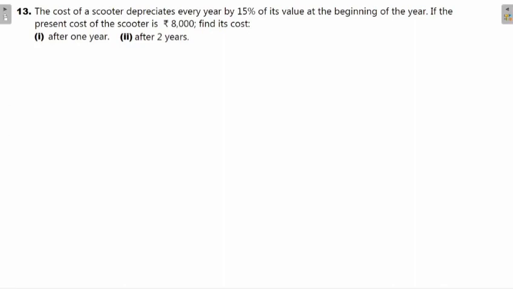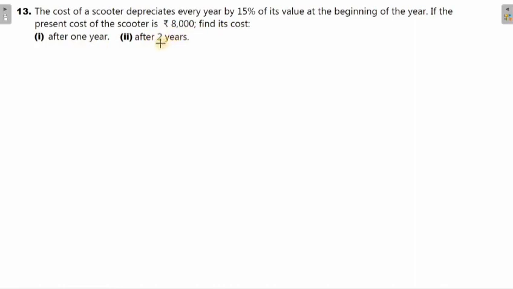exercise 7A, I guess. So question number 13 will be the first question for the day, which says the cost of a scooter depreciates every year by 15% of its value at the beginning of the year. If the present cost of the scooter is rupees 8,000, find its cost after 1 year. Number 2, after 2 years.